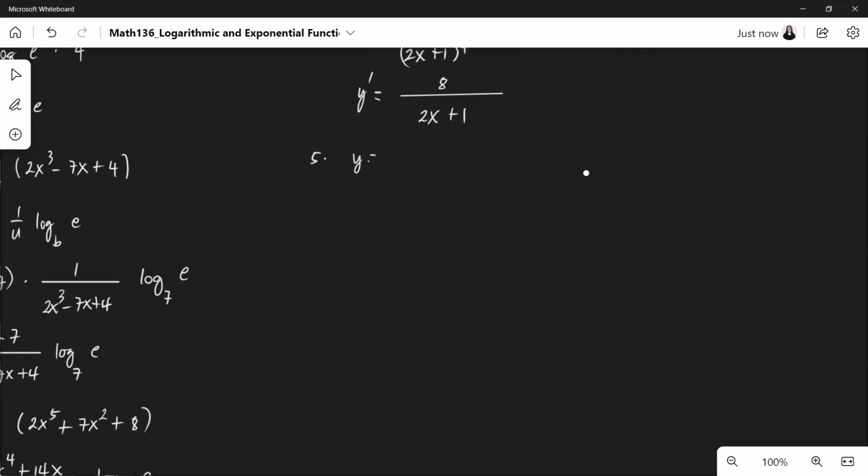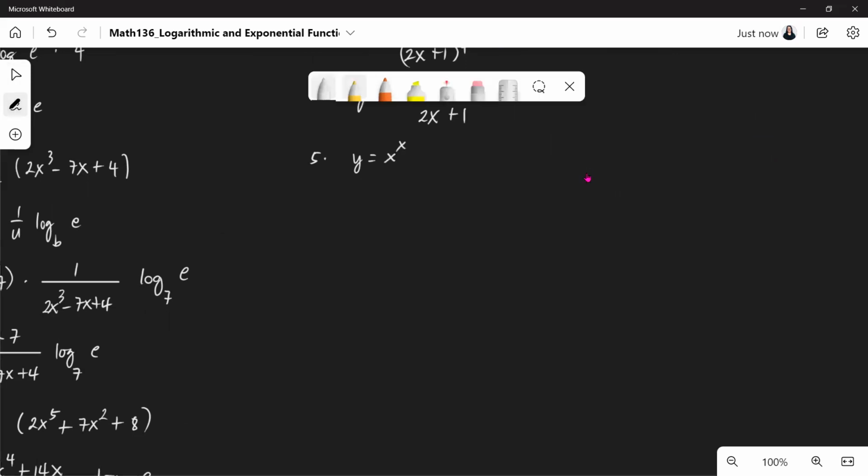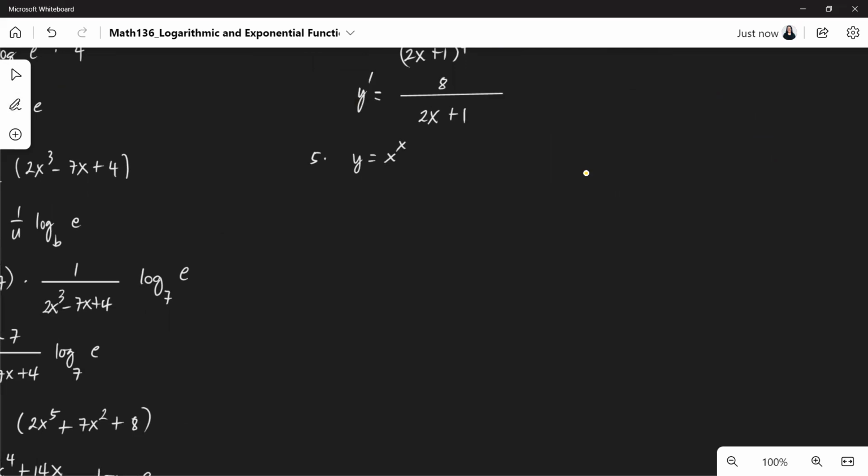So, for example, if we have our u being equal to, let's say, x raised to the power of x. Okay, so D20 is applicable here because the base is a function of x and the exponent or the power is also a function of x.